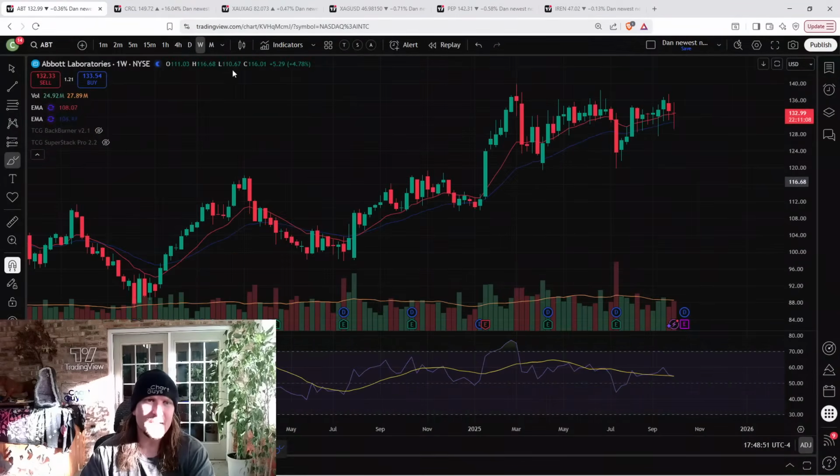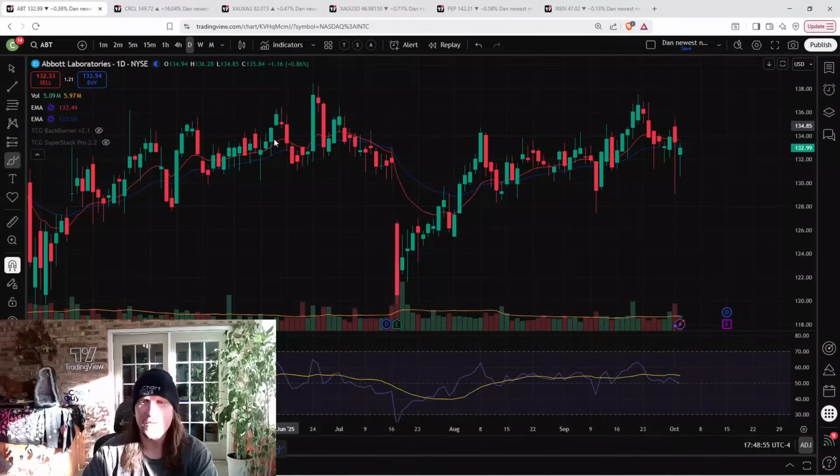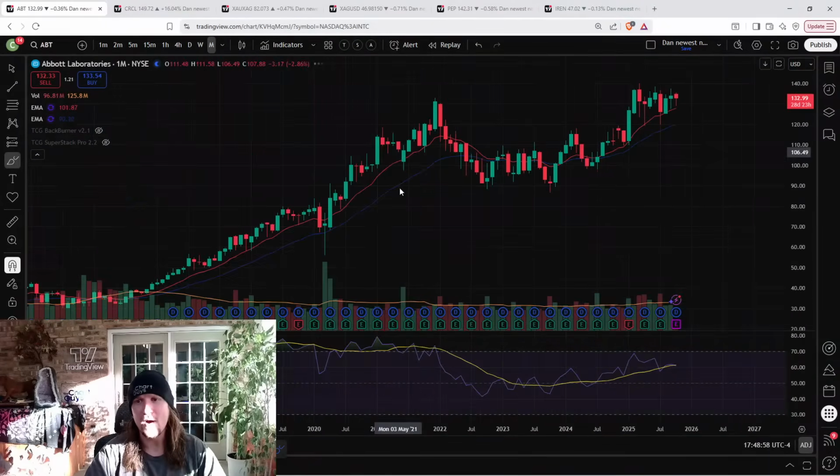I wouldn't call ABT, well, let me look at the time frames. No, I wouldn't call ABT a cup and handle. I don't know what time frame you're looking at, number one. If you're looking at the monthly, it's not a cup and handle because the right side cannot be higher than the left.